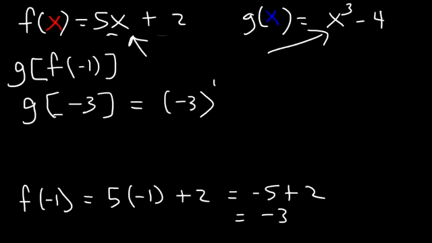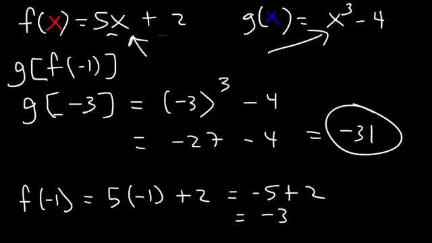So it's negative 3 to the third power minus 4, which is negative 27 minus 4. And so the final answer is negative 31. So that's how you can evaluate composite functions.